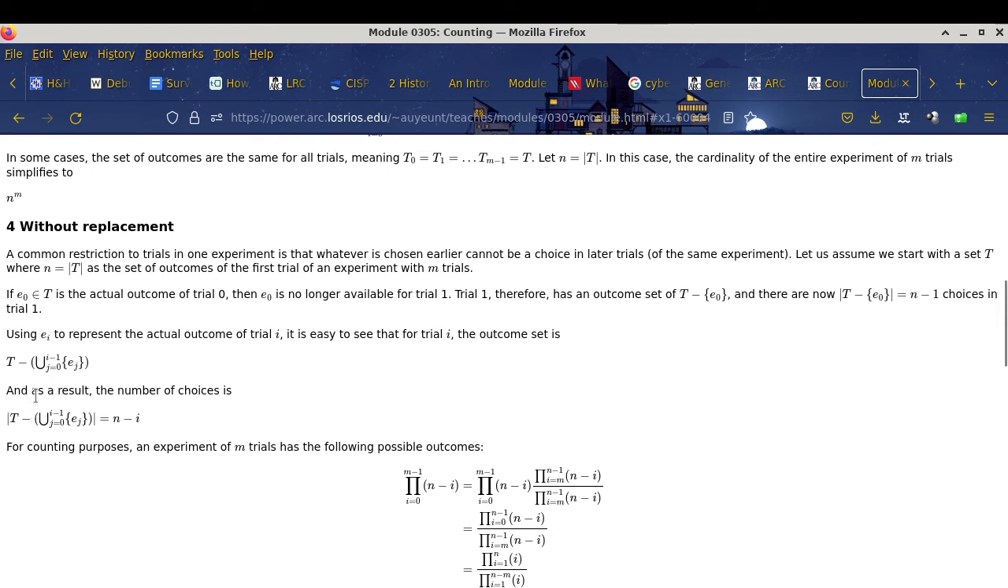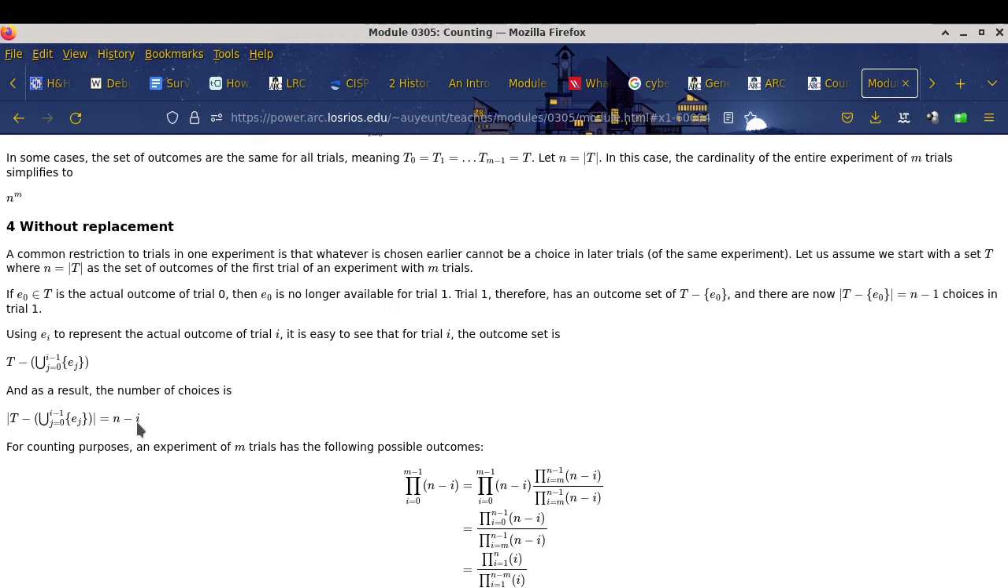As a result, the cardinality of the outcome set for trial I would be n minus I. Now, why is it n minus I? Well, we know each one of these used to be in T originally. If J is an index that starts with 0 and ends with I minus 1, how many iterations are we talking about? It will be I iterations, not I minus 1 iterations, because we started with 0.